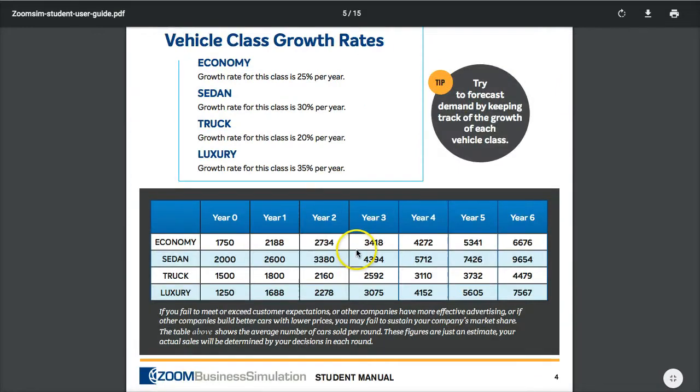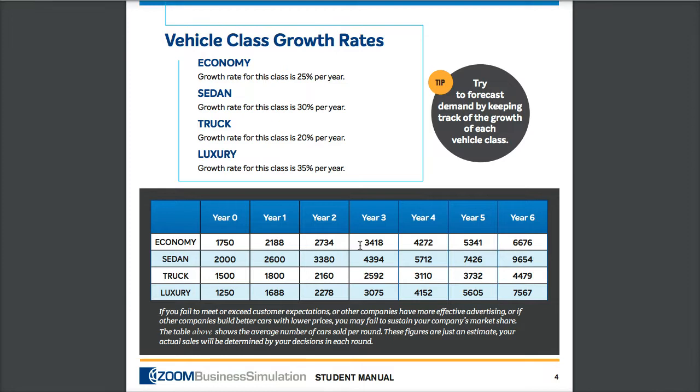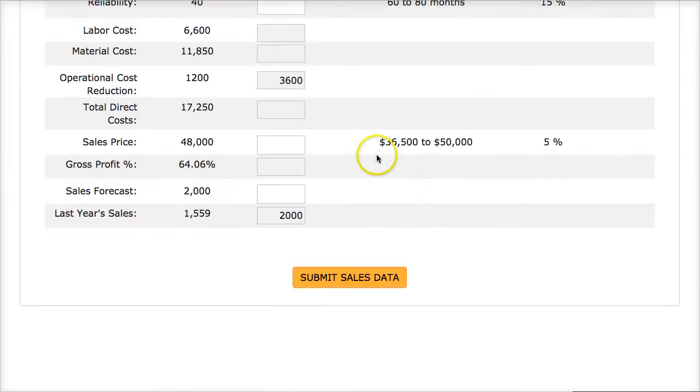It gives me an idea for year 3. I'm going to write this down. I could probably expect to sell 3,400 economy, close to 4,400 sedan, 2,600, 3,100. Okay. So I see this big bump up because of these growth rates. The market is increasing quickly. So I want to capture that business.